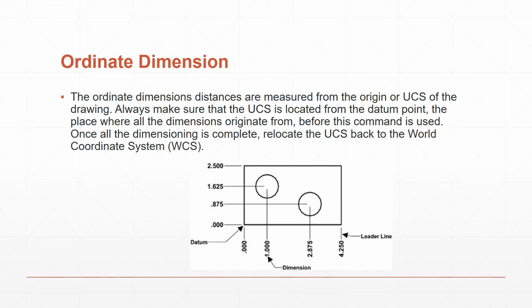It's just that simple. But one thing we have to do is relocate the UCS, so we can get the dimensions to all pull from the same point. When I show you the ordinate dimensioning demo, you'll notice that I have to move my UCS in order to get things to act correctly.